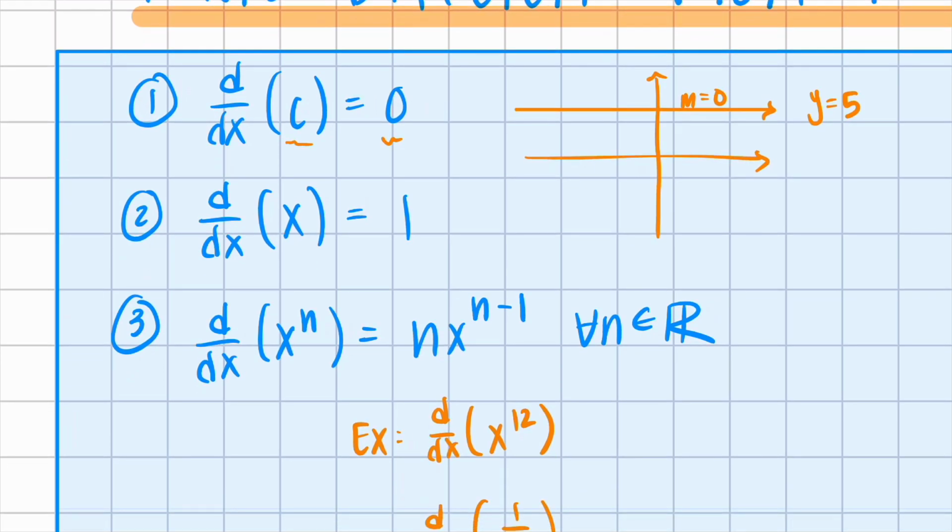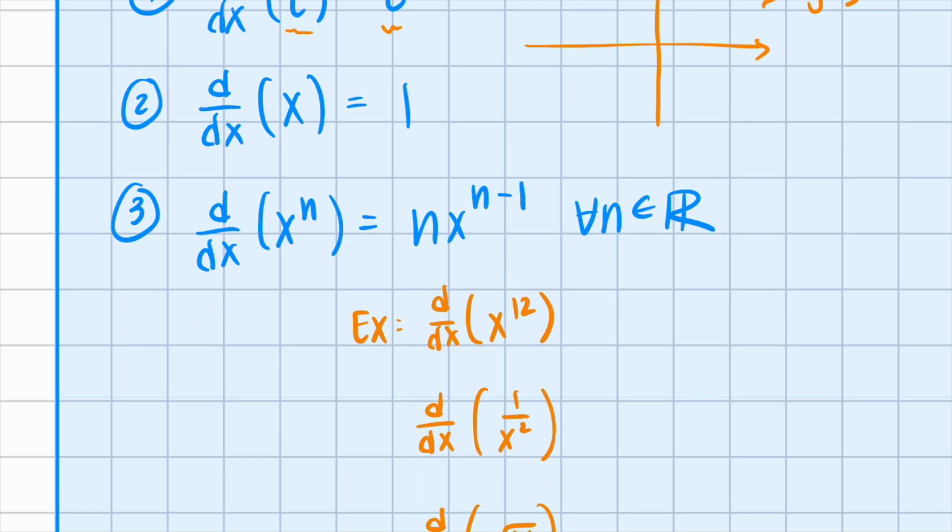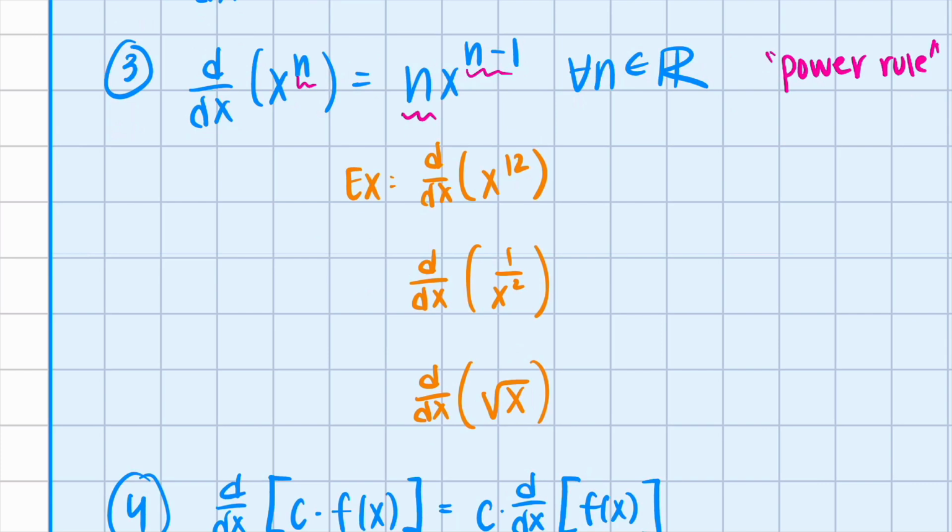The one that you're going to use the most often is number 3. And this one we call the power rule. For this, if I have the derivative of x raised to the nth power, where n is a real number, that equals n times x raised to the n minus 1. So we think of it as bringing the exponent down and then decreasing your exponent by 1. Let's do a few examples of that.